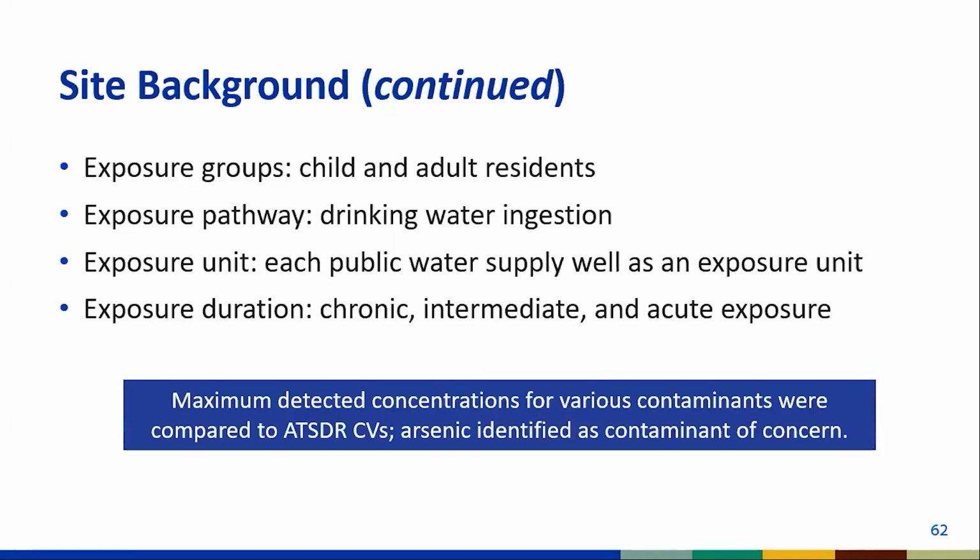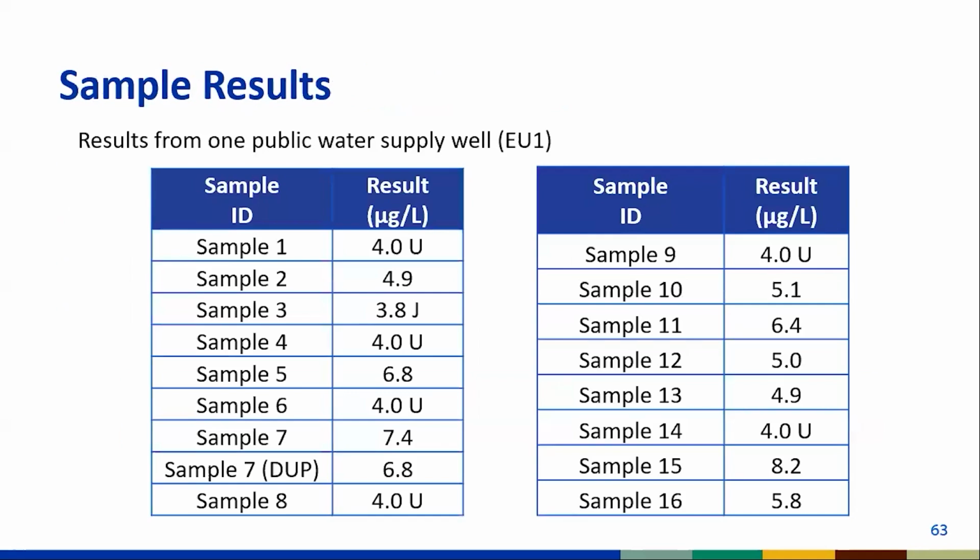Let's assume that a health assessor has compared maximum detected concentrations of the metals to their corresponding ATSDR comparison values and identified arsenic as the only contaminant of concern. This means that the health assessor now needs to estimate an EPC to further evaluate chronic exposures to arsenic for residents consuming water from EU1. The table on this slide presents results in units of micrograms per liter for samples collected from that public water supply well. The health assessor will use these data to calculate an EPC.